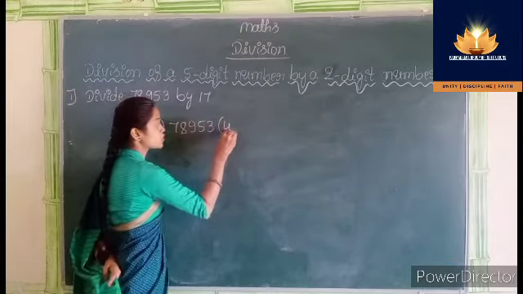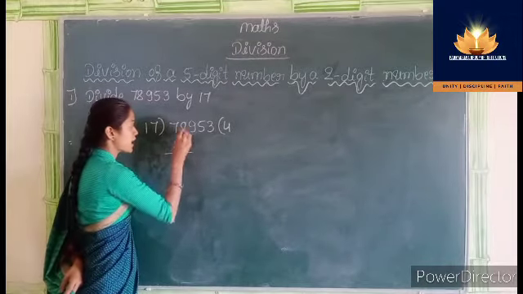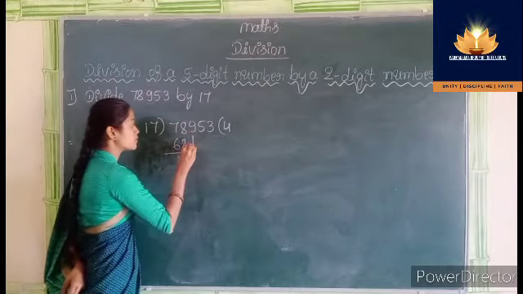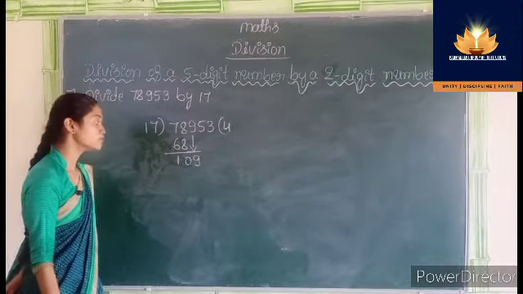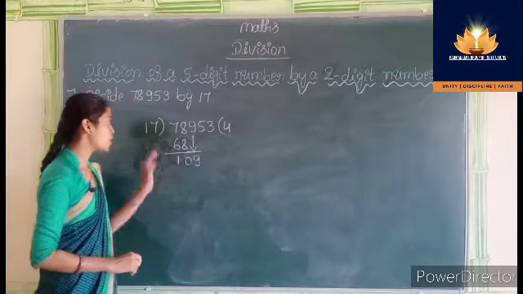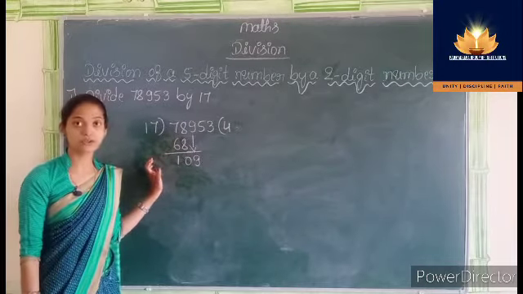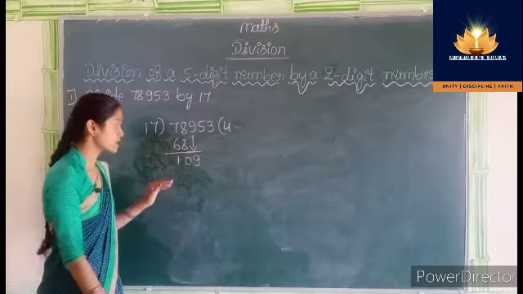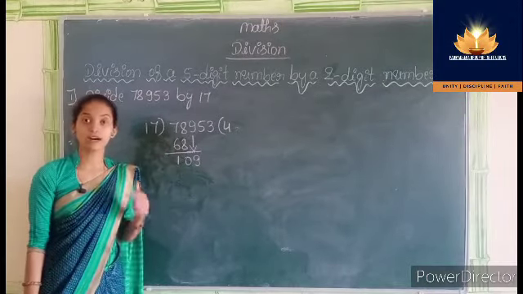4 should be written in quotient place, then write 68 below this 78. 8 minus 8, that is 0, 7 minus 6, 1. Bring down this 9. So we have 109. Now find out which number is less than or equal to this 109 in the table of 17. 17 fives are 85, 17 sixes are 102, 17 sevens are 119. 119 is greater than this 109. That's why we have to consider 17 sixes are 102.